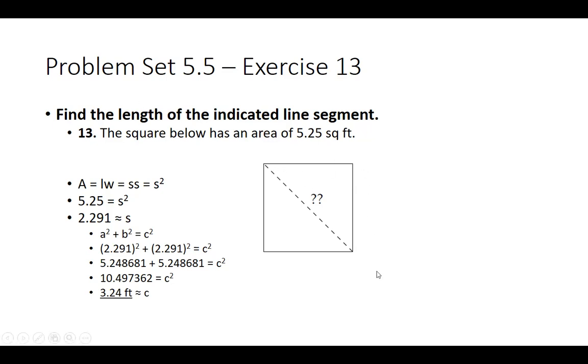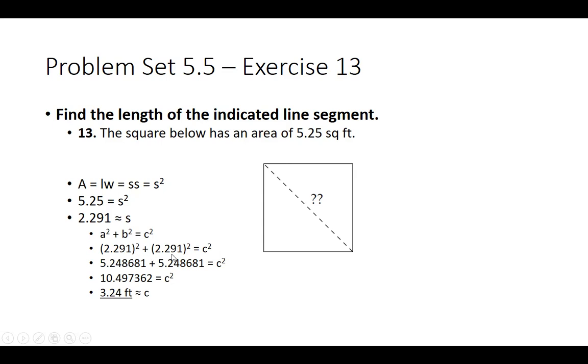We found the sides, but how does that help us find the diagonal? Well, the diagonal would be a hypotenuse of a right triangle. The two legs would have the side length, and we're looking for the hypotenuse length. We would use the Pythagorean theorem for that. A squared plus b squared equals c squared. So plugging in for the two legs, a and b, we plug in 2.291. So we have 2.291 squared plus 2.291 squared equals c squared.